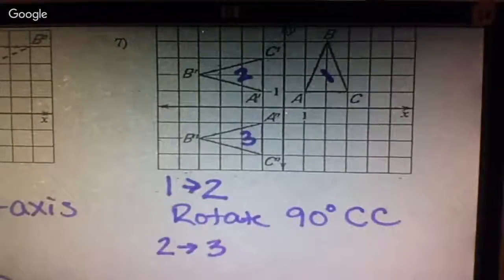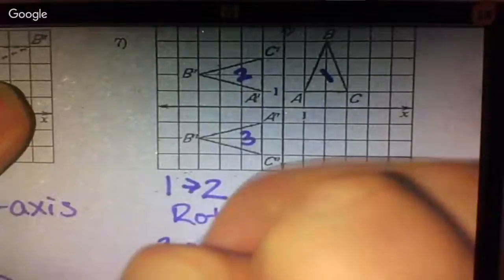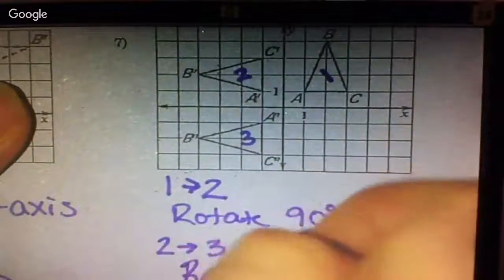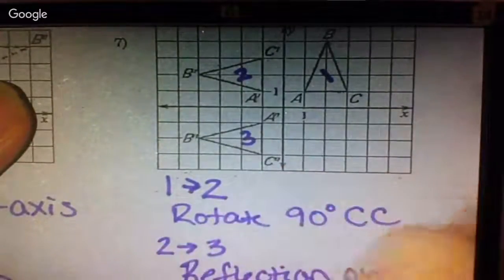I want to go from 2 to 3. Oh, I got you. Translation. No, it is a reflection over the x-axis. How do I know it's a reflection and not a translation? Take a look at your A and C. Up here, your A was on the bottom of the triangle. Your A is now on the top of the triangle. I can't tell you how many times I've gotten translation on this one. Please be careful. So this is a reflection over the x-axis.